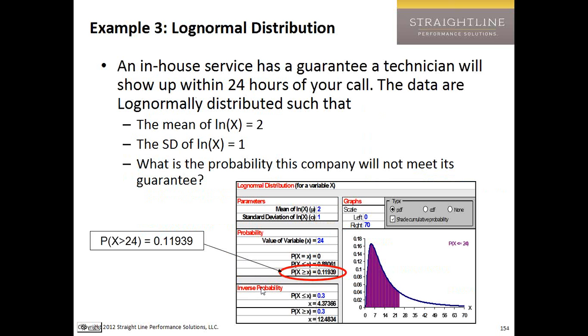Okay, we're going to do an example here. And in this case, it says say it's a log-normal distribution where our parameters are 2 and 1. Okay, so the first parameter, which is the mean of the log, is 2, and the standard deviation is 1. And what's the probability that this company will not meet its guarantee? An in-house service guarantees the technician will show up within 24 hours of your call. What is the probability that they will not meet this guarantee?